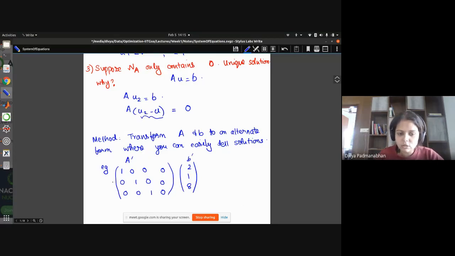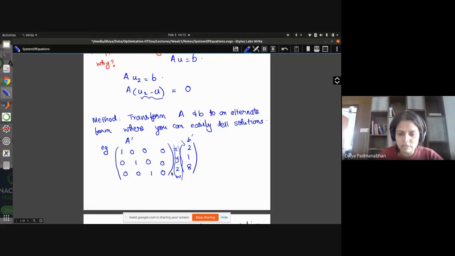Suppose the variables are X, Y, Z, and W. The four columns correspond to these variables, X, Y, Z, W, and this is the B. From this, you can easily read off the solution, right? So X is 2, Y is 1, and Z is 8. As per this, W can be anything. It's not specified.